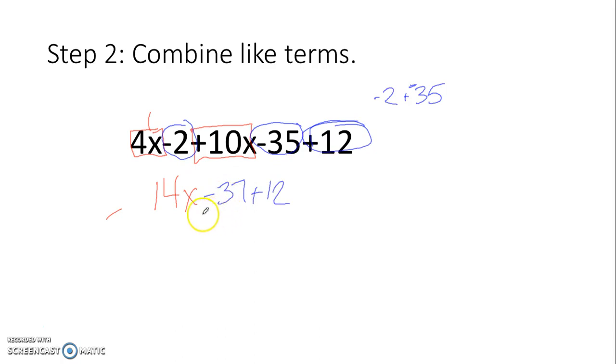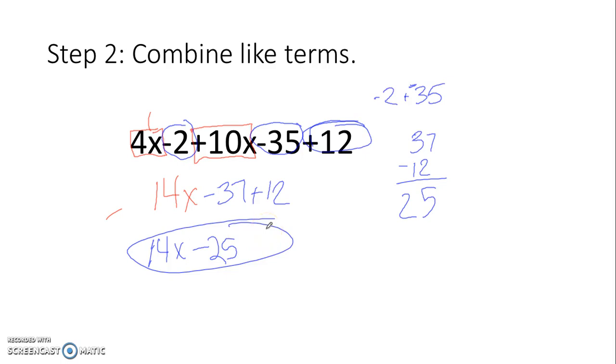So now we need to combine the negative 37 plus 12. I just did it in 2 steps so you could really see it, but so we're going to keep this 14x, and now we have negative 37 plus 12. So remember, when we have a negative plus positive, we have to do 37 minus 12, which is 25. And since the 37 is a bigger number, we need the answer to be negative 25. So our final answer is 14x minus 25.